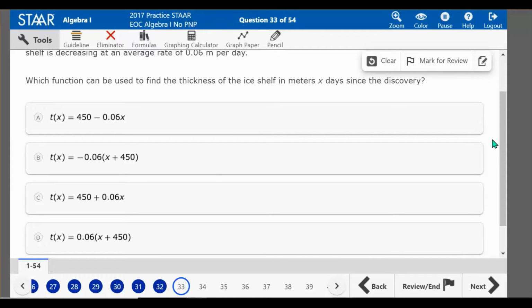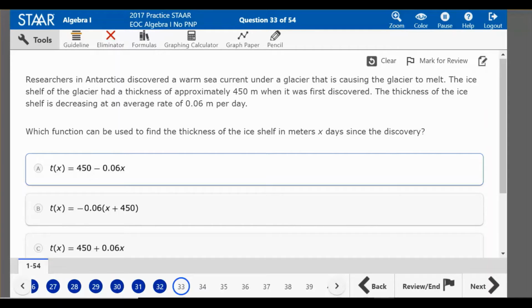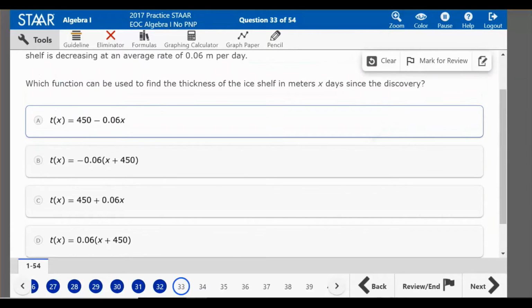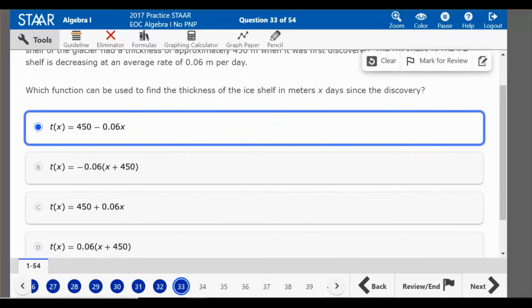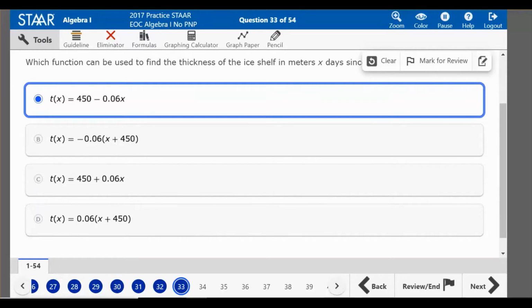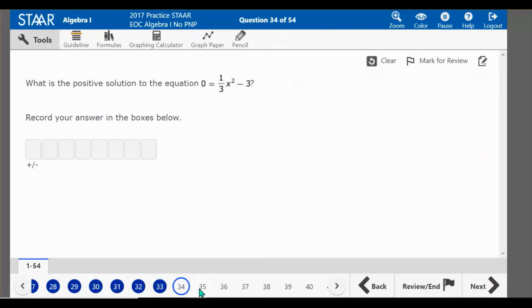So we know for sure this is an exponential function. It's not an exponential function, my bad. We know this is like a linear function, right? It's decreasing. If we look at the answer choices here, it's decreasing at an average rate of 0.6, right? I think it's A, because it wouldn't be C since it's not increasing at 0.6. It's decreasing. B and D don't really make sense. So yeah, it's A. Number 34.